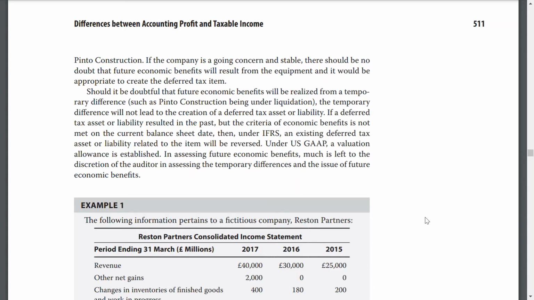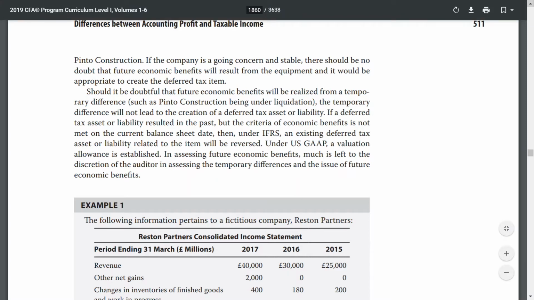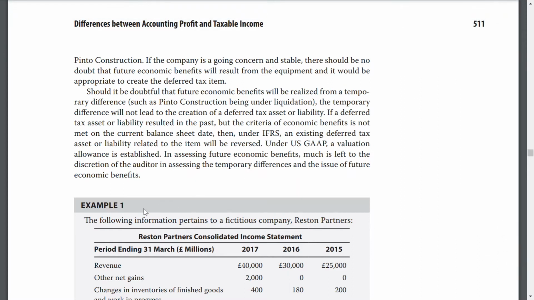If a deferred tax asset or liability resulted in the past, but the criteria of economic benefit is not met on the current balance sheet date, then under IFRS, an existing deferred tax asset or liability related to the item will be reversed. Under US GAAP, a valuation allowance is established in assessing future economic benefit. Much is left to the discretion of the auditors in assessing the temporary differences and issues of future economic benefit.